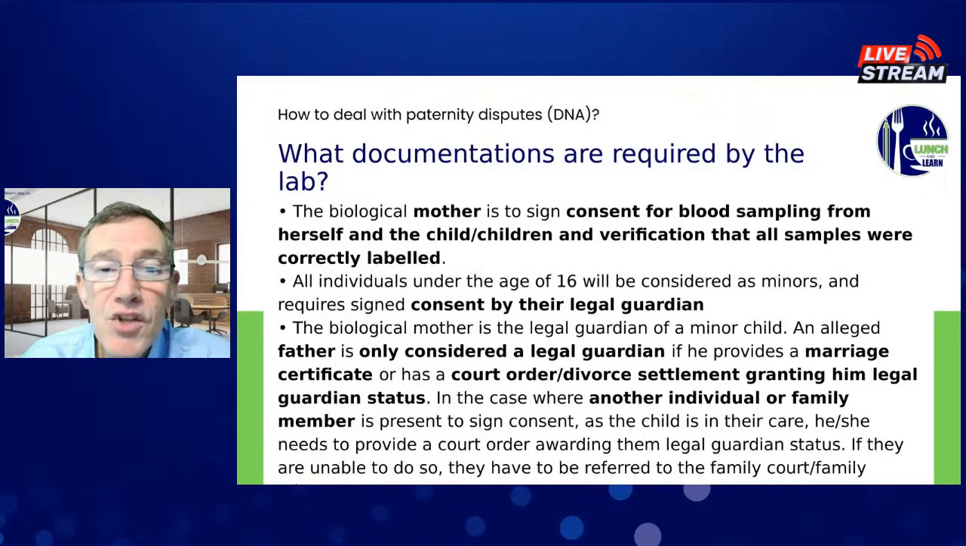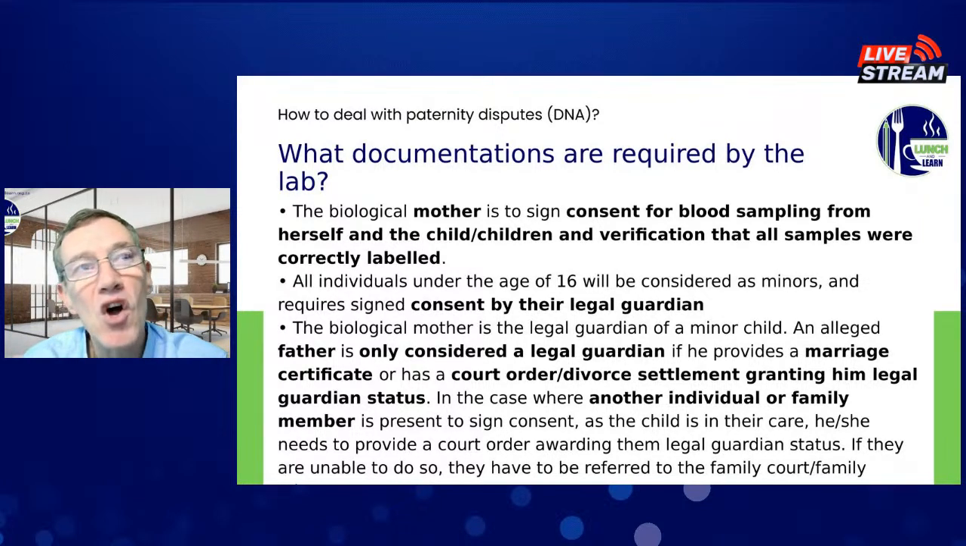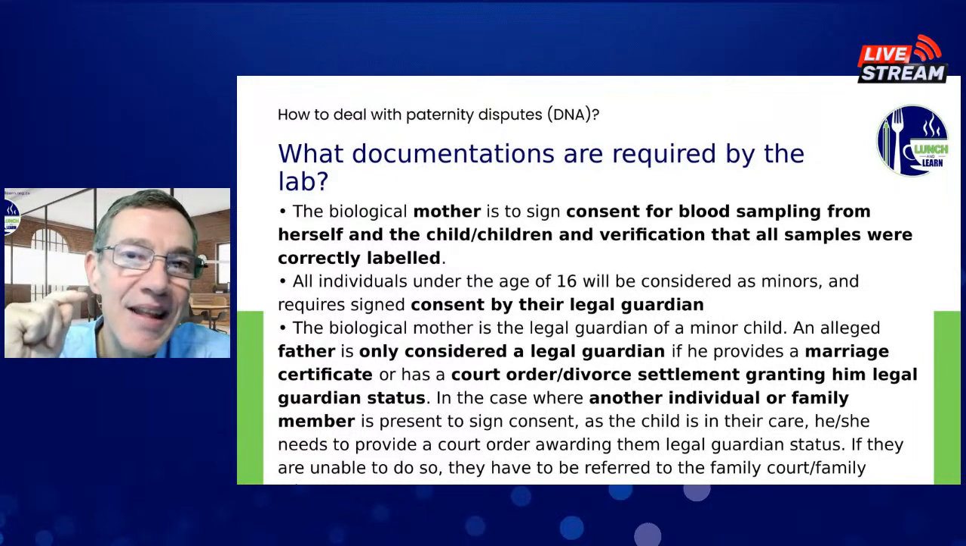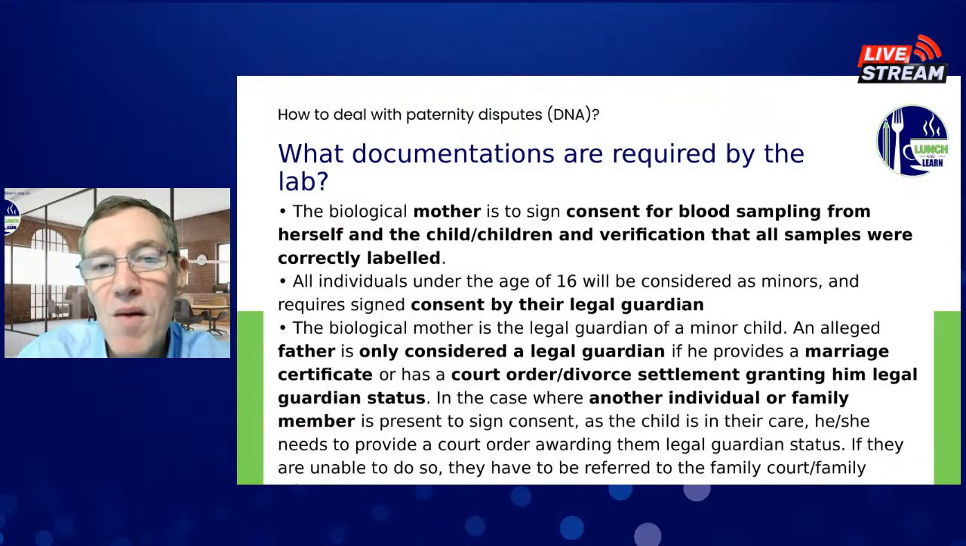The biological mother needs to consent for the blood sampling for herself as well as the minor child. And she also needs to verify that all the samples were correctly labeled. Remember now I said that the only way that you could manipulate the whole system is that the names on the vials, on the little test tubes, need to be altered. So in this instance, one of the requirements is that the mother, the one that also gave blood, needs to confirm that the samples were correctly labeled, and that's usually just with a number. They would read out the number, and you would repeat it back to confirm that that is indeed the correct tubes of blood that have been drawn.